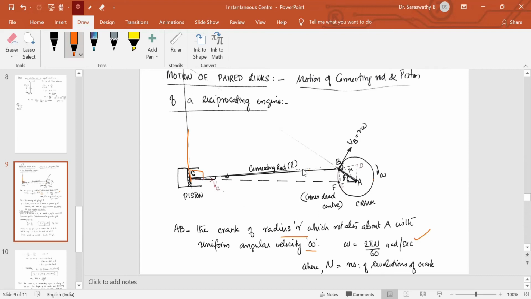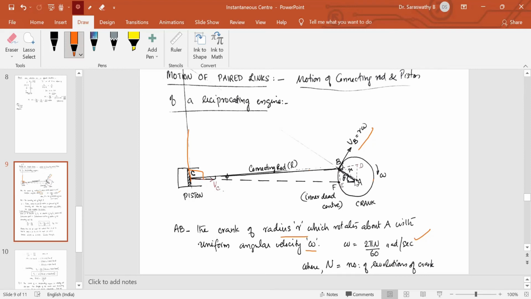Now, this end of the connecting rod has a motion of rotation. Suppose at a particular instant, the crank has rotated through an angle theta from the inner dead center. This horizontal line extends in the direction of velocity of C. This end is called the inner dead center. Initially, the crank pin will be here, and it has rotated through an angle theta. So this end B of the connecting rod will have a linear velocity VB equal to R omega. So we know the direction as well as the magnitude of velocity of this end.